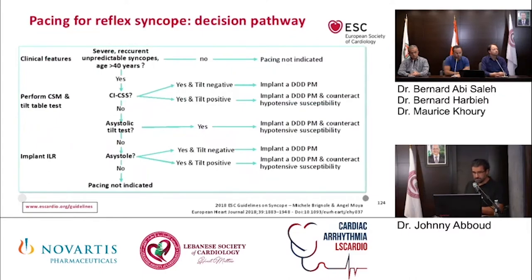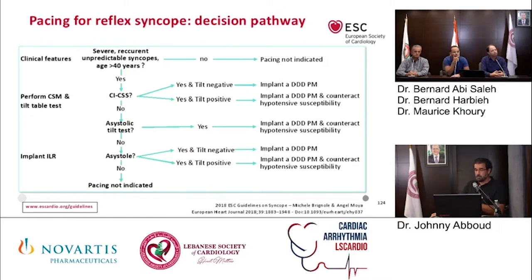And this is my last slide. When it's indicated to implant a pacemaker in vasovagal syncope. So, if you have a severe, recurrent, unpredictable syncope and age more than 40, you can consider a pacemaker. If no, pacing is not indicated.